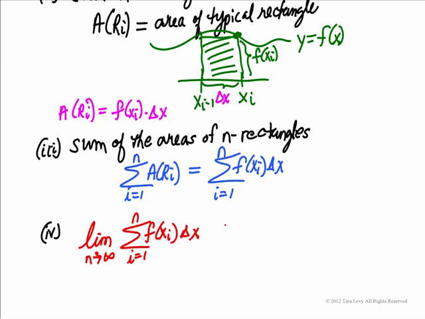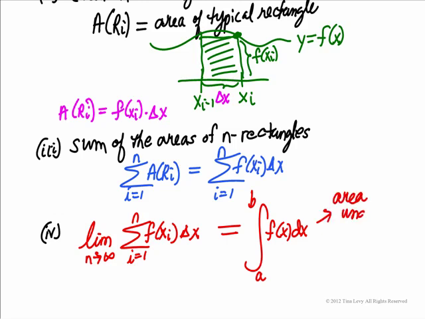And sure enough, this limit is actually the definite integral. Just like we have in this Riemann sum, we put in f of x, and delta x becomes dx. Because we want the area between a and b, because we subdivided a and b, those become the lower and upper limits. We now have the definite integral, and this gives us the area under the curve.